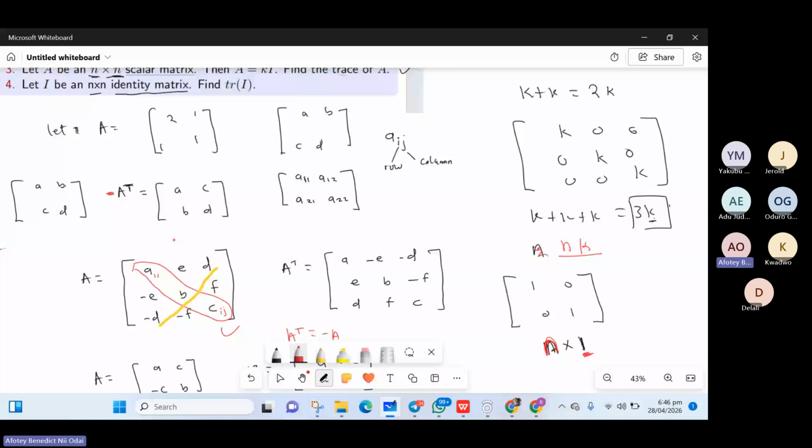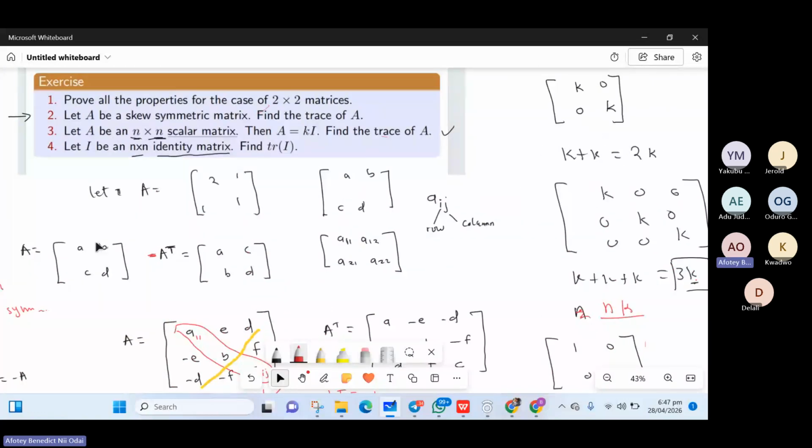Remember that the identity matrix and scalar matrix all fall under square matrices, matrices that have the same number of columns and the same number of rows. So you don't have to worry about uneven lengths. It works for all. And this is basically what we have to do for today.